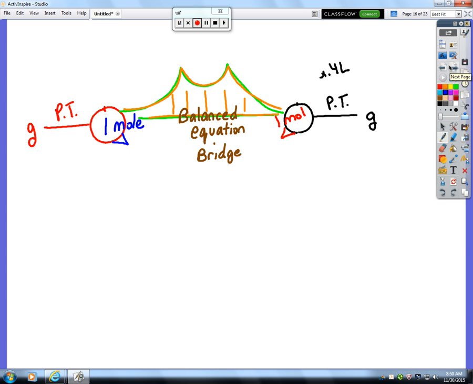Let's try one more. In this problem, I have 65 grams of sodium chloride. And I want to know how many grams of chlorine gas were used.